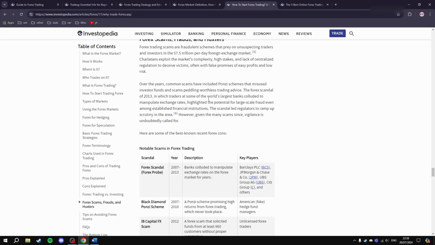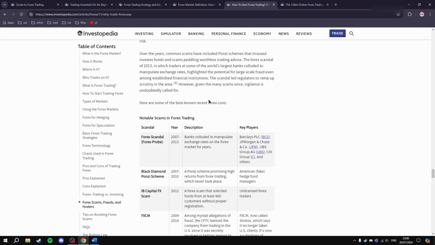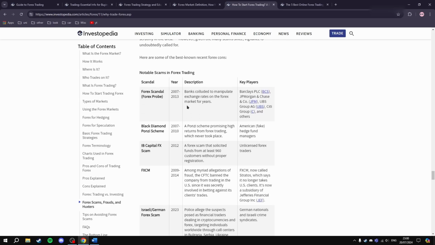The scandal led regulators to ramp up scrutiny in the area. However, given the many scams since, vigilance is undoubtedly called for. Here are some of the best-known recent Forex cons.